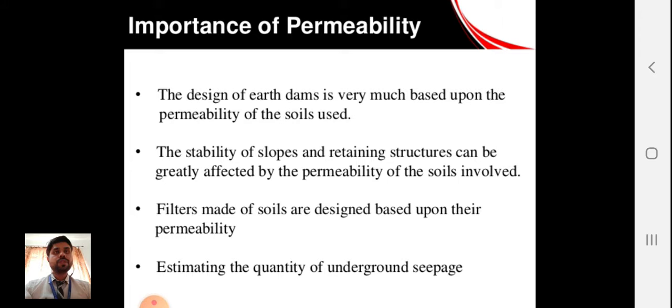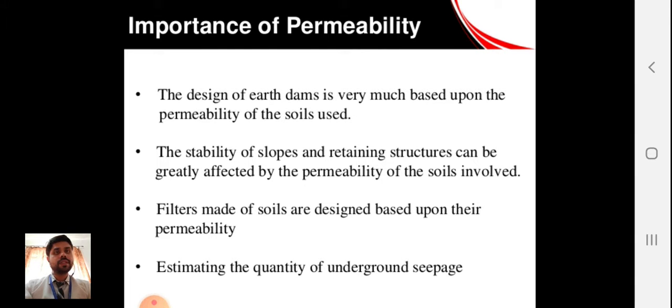Now, what is the importance of permeability? The design of earth dams is very much based upon the permeability of the soil used. Secondly, the stability of slopes and retaining structures can be greatly affected by the permeability of the soils involved. Third, filters made of soils are designed based upon their permeability. And fourth, estimating the quantity of underground seepage. So these four are the important factors which are used for knowing the permeability.